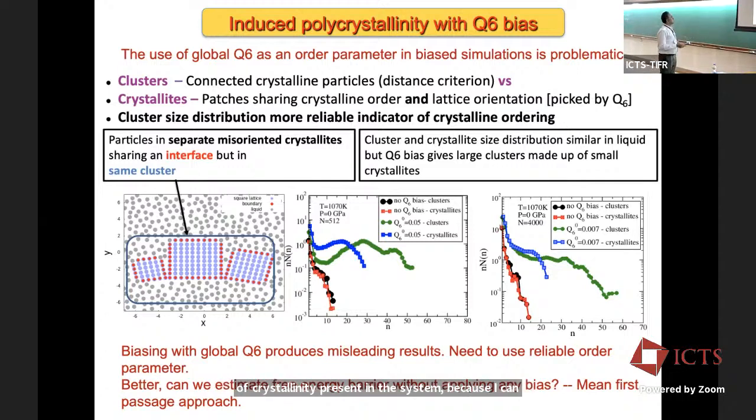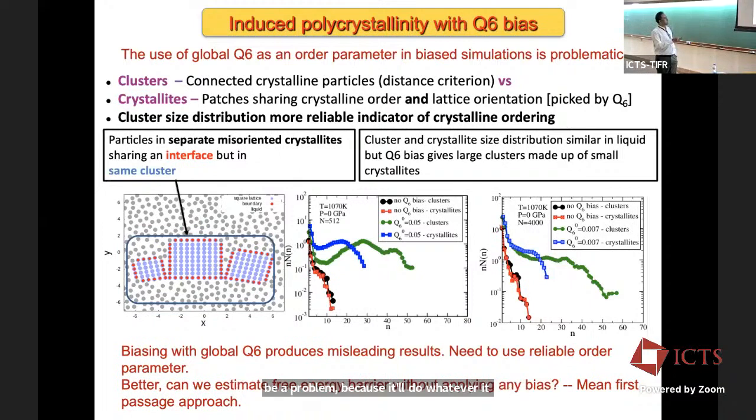This is a cartoon where I have all these blue regions being in perfectly crystalline order, but they are not part of the same crystallite. They're misoriented with respect to each other. And when you have this kind of polycrystallinity, you can end up having a low global Q6 value, but a high crystalline order, right? And so, in fact, when the system is not subjected to any kind of biasing, this doesn't seem to be a problem because it'll do whatever it does.